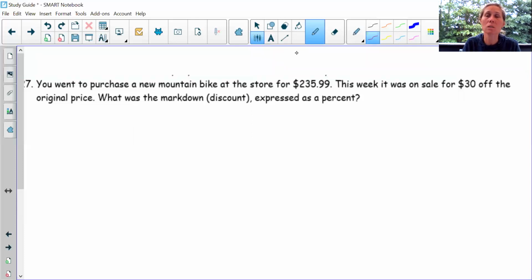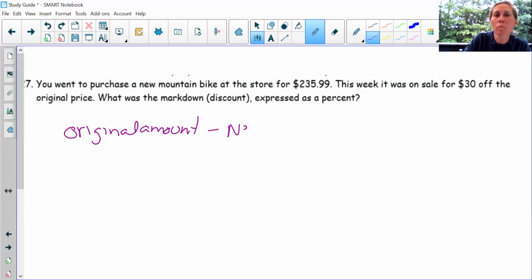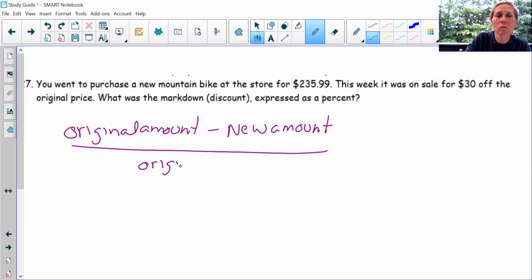You don't have to remember it because they're going to go over it again with you next year, because I'm telling the teacher that you will have exactly what you've done, what you haven't done, what she needs to spend more time on. All right, here's how you need to do it. You take the original amount, subtract your new amount, and divide it by your original amount.